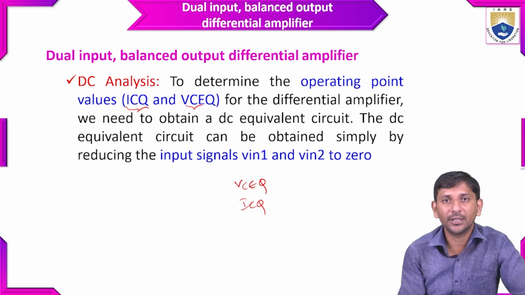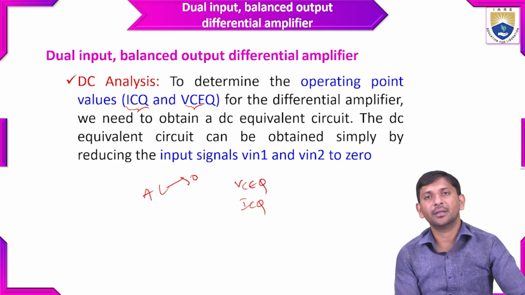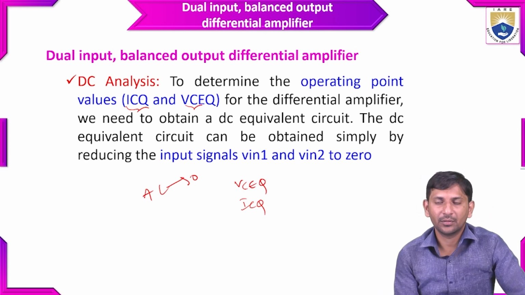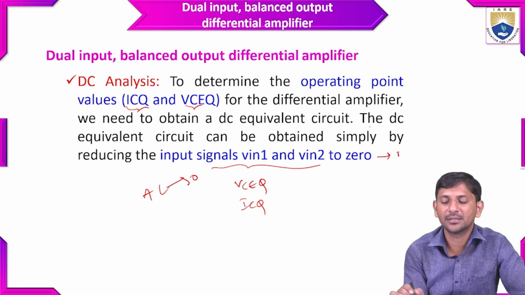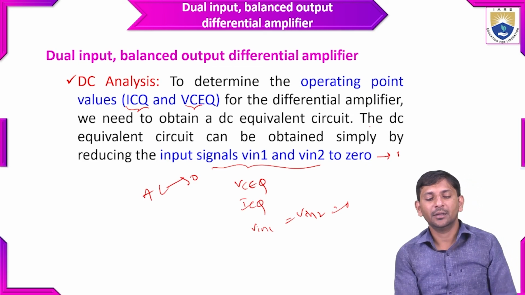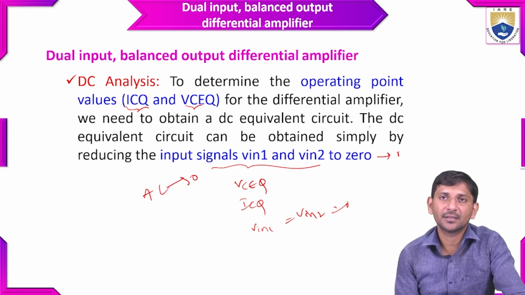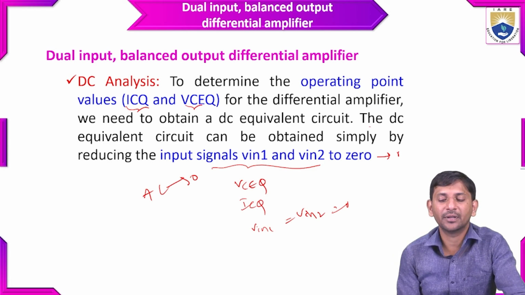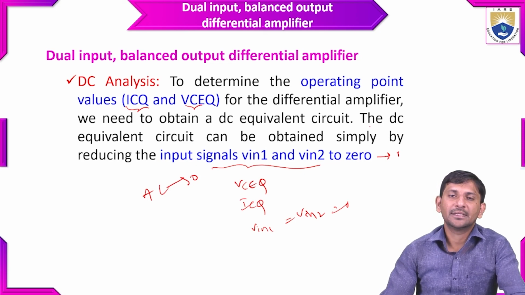When you are going to do the DC analysis, the AC supply should become 0. So for that, we have to make both the input signals 0. V in 1 is equal to V in 2 is equal to 0. Then we will calculate the DC analysis of the equivalent circuit of the dual input balanced output differential amplifier. So we'll see in the next class.